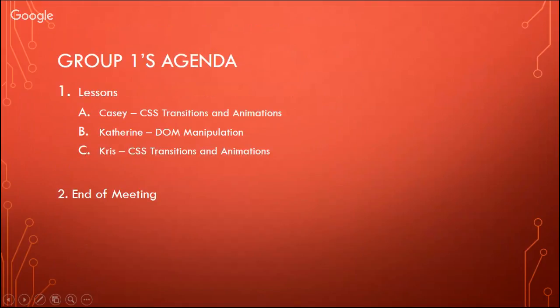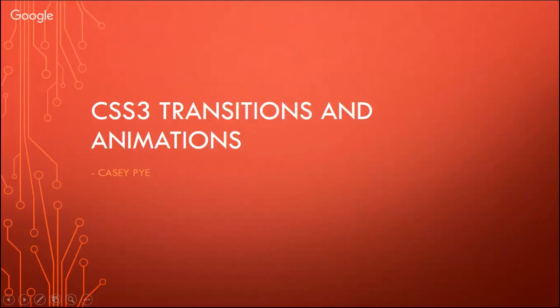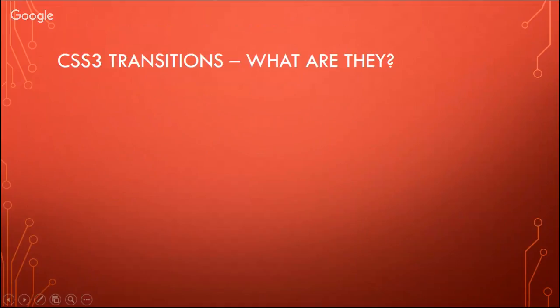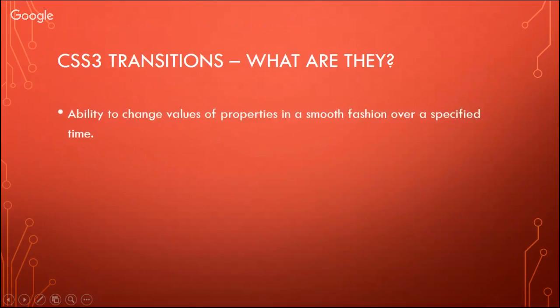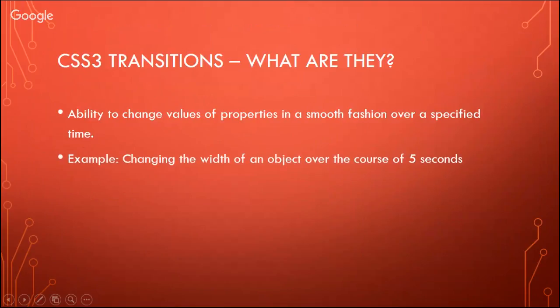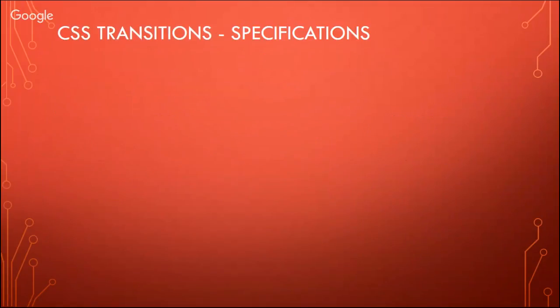All right, today we're going to have a lesson by Casey, myself, and Catherine, and then Chris, with CSS3 transitions and animations. So what are they? Transitions are the ability to change values of properties in a smooth fashion over a specified time, such as changing the width of an object over the course of, let's say, 5 seconds.